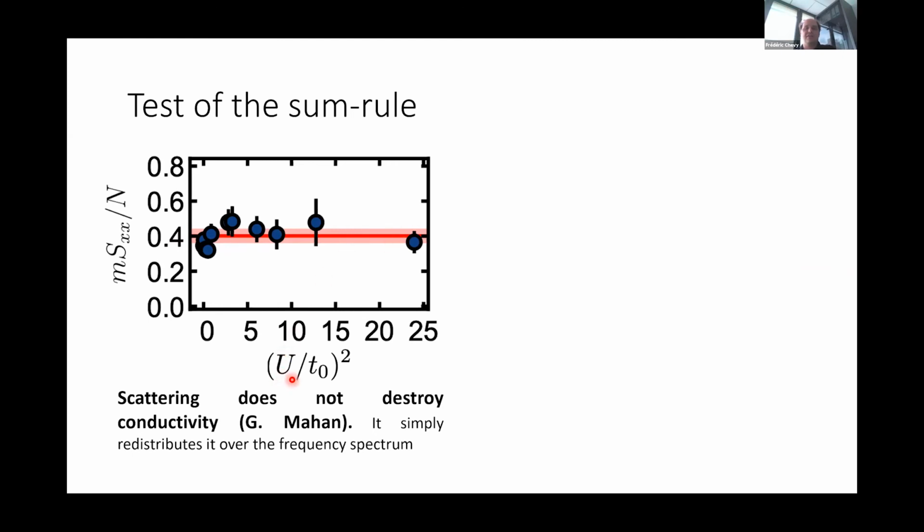So first, test that there is no dependence on scattering. You see that the area here in our regime does not depend on the interaction strength. It's because essentially at the static level, our system behaves as an ideal gas. And so this kind of recovers a quote from Mahan, who said that scattering does not destroy conductivity. It just redistributes conductivity over frequencies.